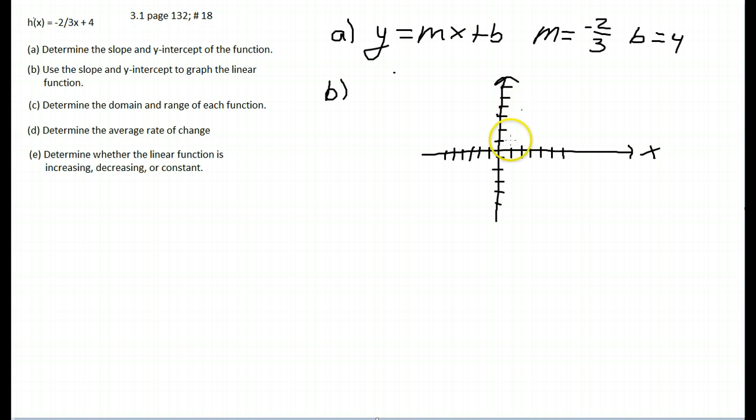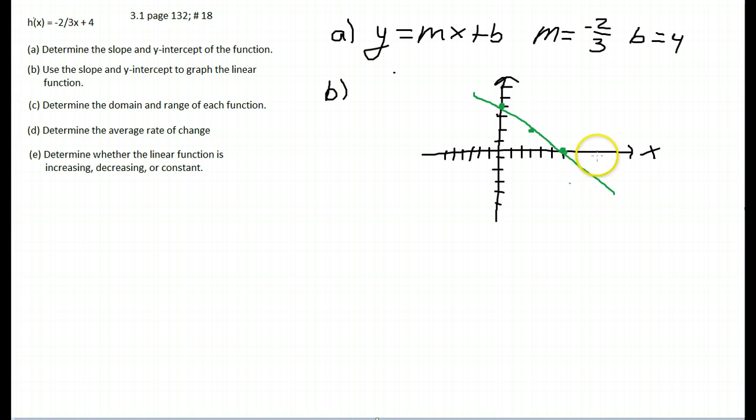Alright, our y-intercept is 4, so we go to the y-axis. We count up 1, 2, 3, 4 units. Put a dot on the y-axis. Our slope is negative 2/3. So from that point, we move down 2 units and right 3. 1, 2, 3. Put a dot. From this point, we move down 2 units again and right 3, connecting our dots to form our line. And that's our line for part B.